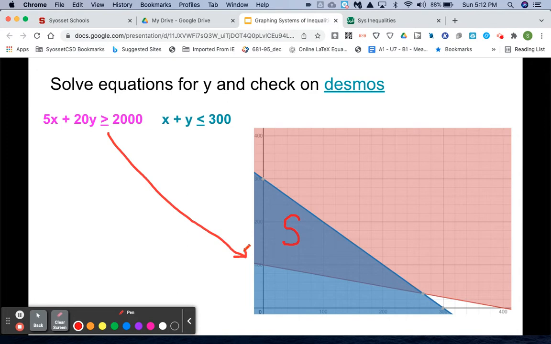This one shows you the constraint of money. You're going to make at least $2,000. And this one here shows you that you're going to have less than or equal to 300 people in that auditorium. So there's a little bit about real-world inequalities and systems of inequalities when you have two constraints or two inequalities on one graph.